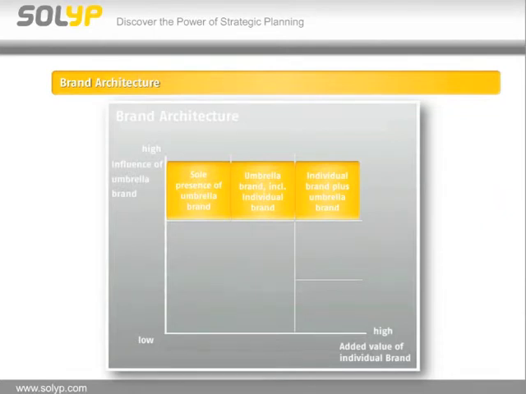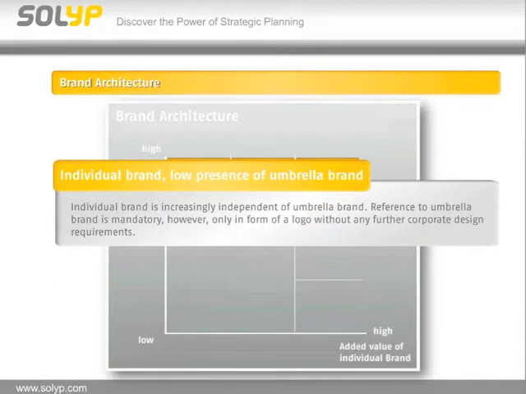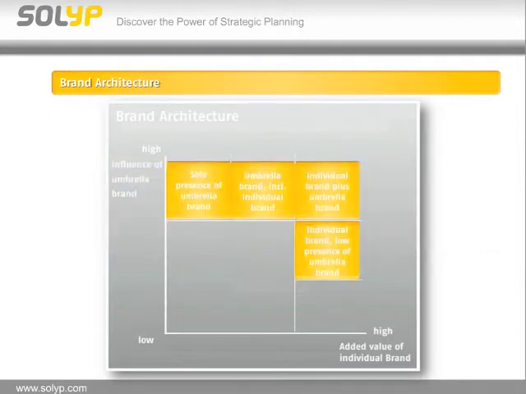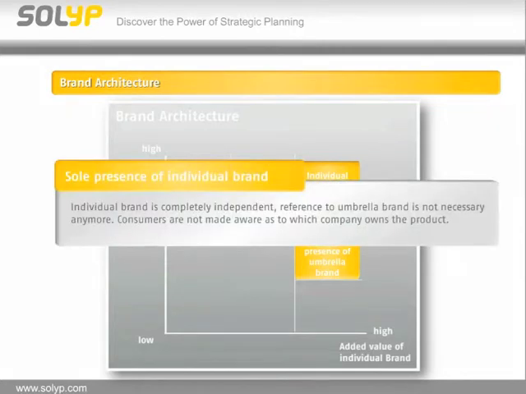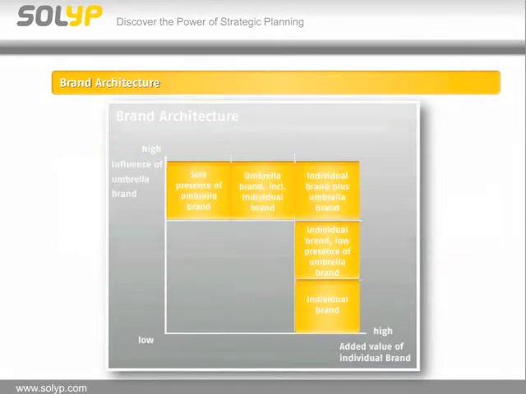On the next level, there are product brands that are increasingly independent of the umbrella brand. While reference to the umbrella brand is mandatory, it is usually only in form of a logo. There are no further corporate design requirements to follow. Finally, there are product brands that are completely independent. Reference to the umbrella brand is not necessary anymore, and consumers are not made aware as to which company owns the product.